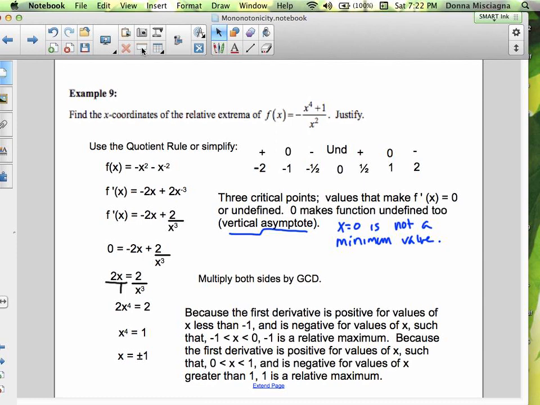All right, so now 0, because it's undefined for our function, can't be a minimum value or a maximum value. All it can be, but we still have to consider it, right? So all it can be is sort of a placeholder for us to evaluate by, right? Because it's a vertical asymptote.